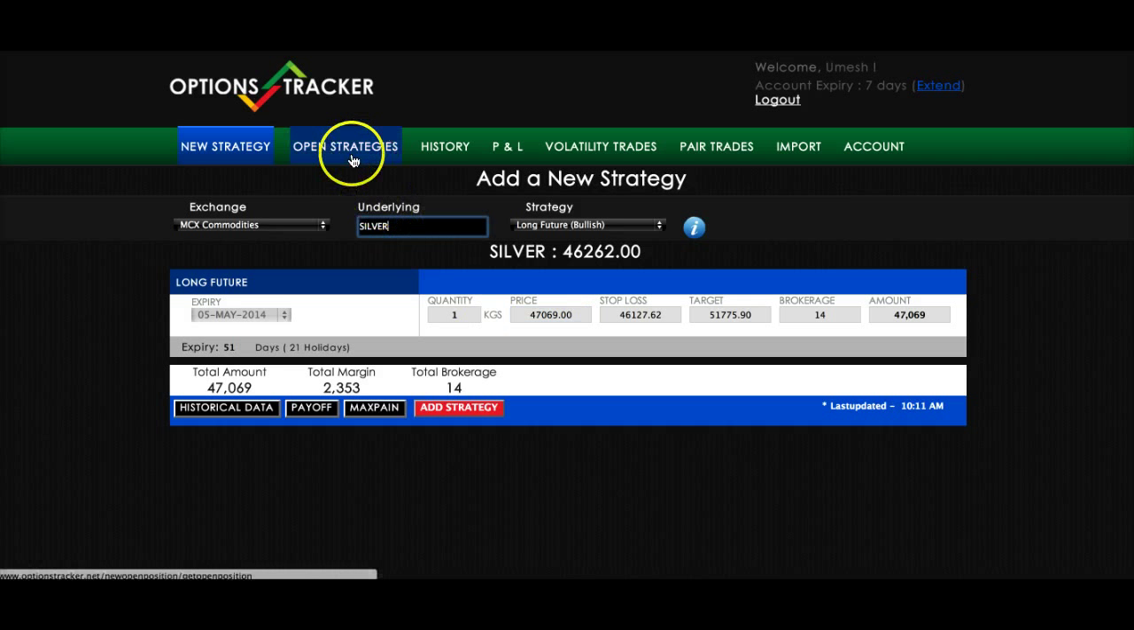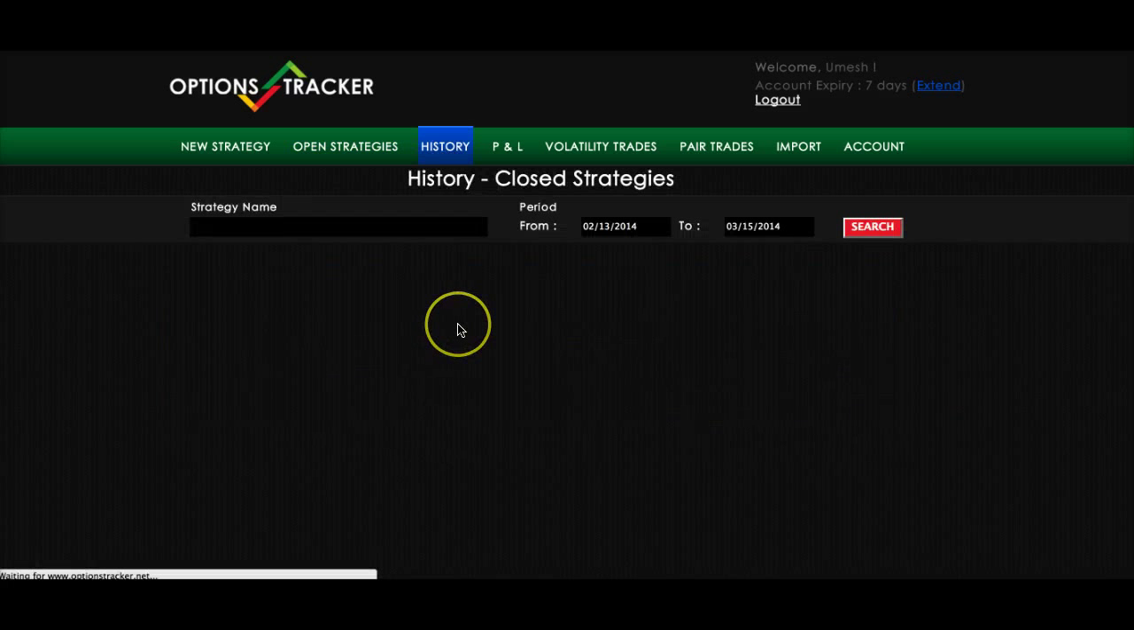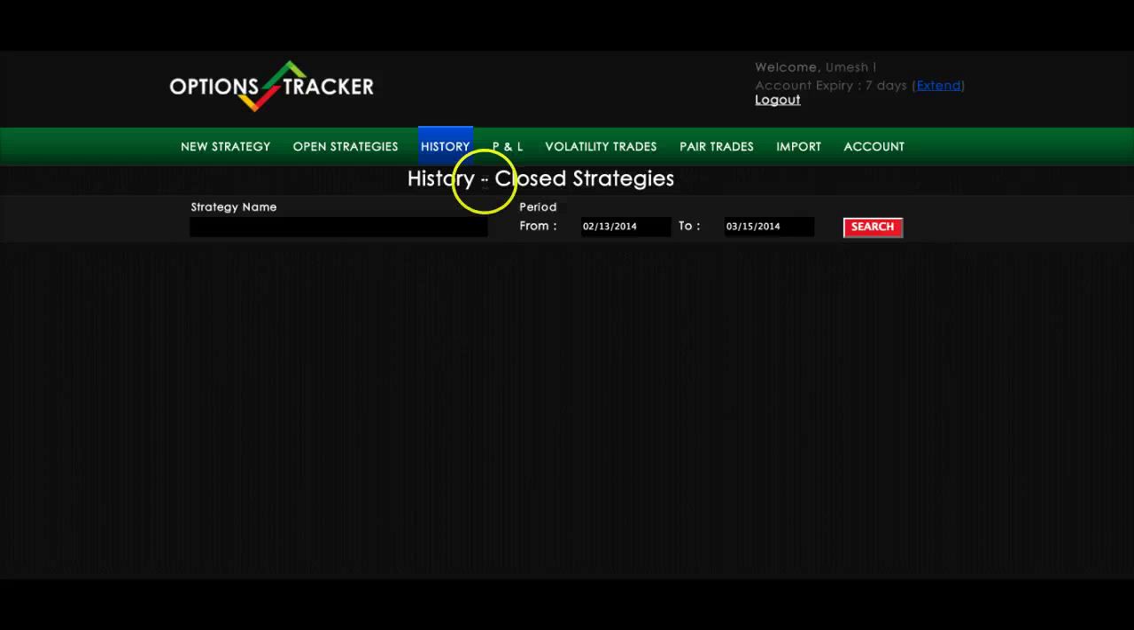Now once a strategy has closed, which is if you square off a strategy and there's zero quantity over here, or then the strategy has expired, means all the positions have expired, this will automatically then go to your history page. Here of course it's going to be empty because this is a new account. I can show it to you in another account, but let's get back to that later.